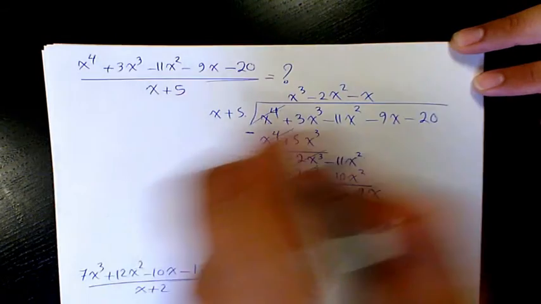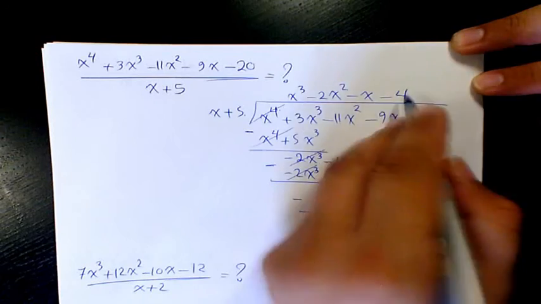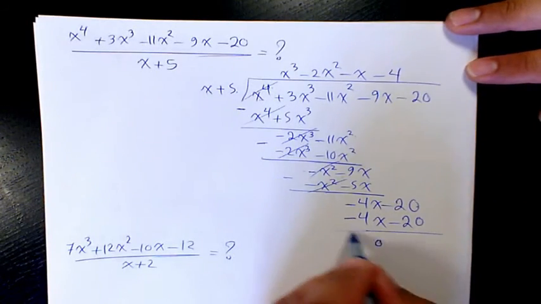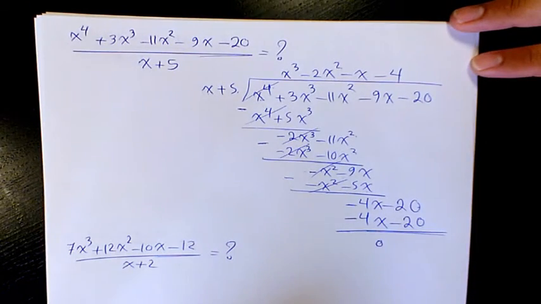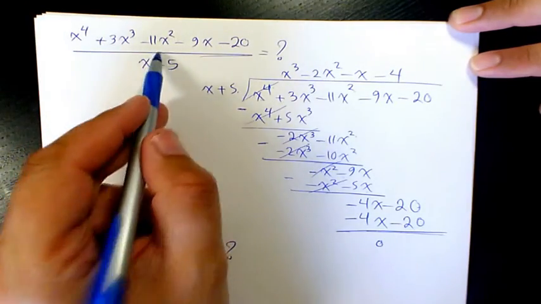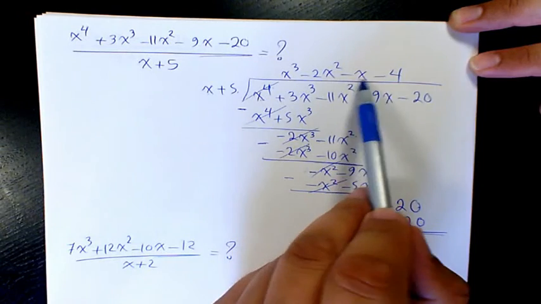Negative 4x divided by x is going to be negative 4. Negative 4 times x, negative 4x. Negative 4 times 5, negative 20. When you subtract it, it's going to be 0. So we have this division is going to be equal to x cubed minus 2x squared minus x minus 4.